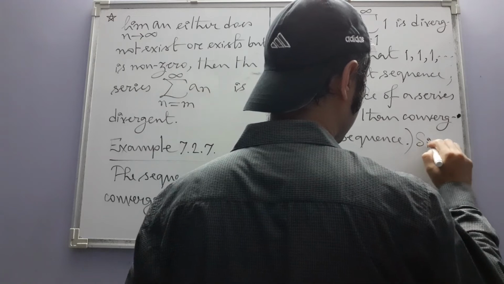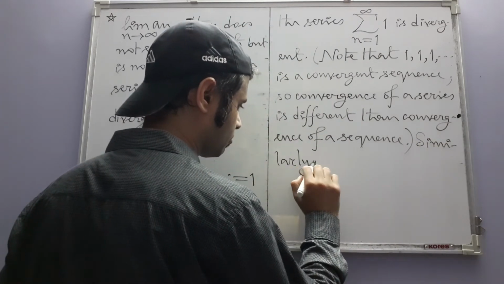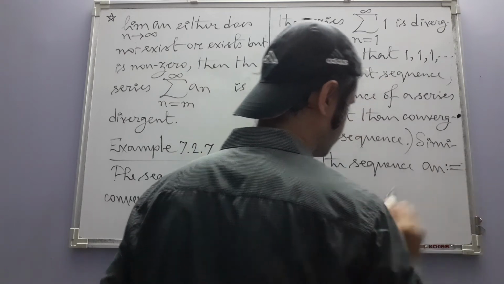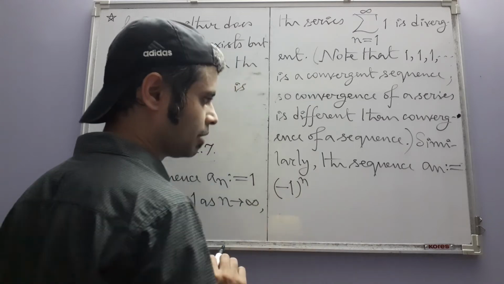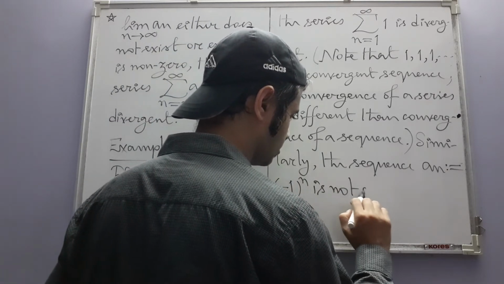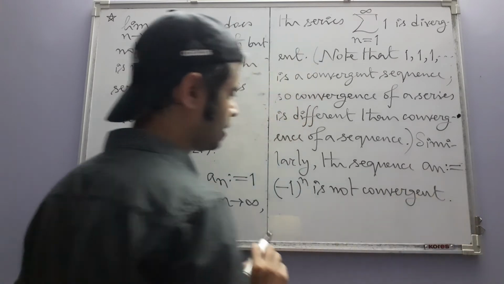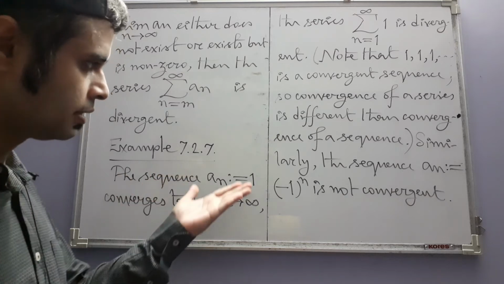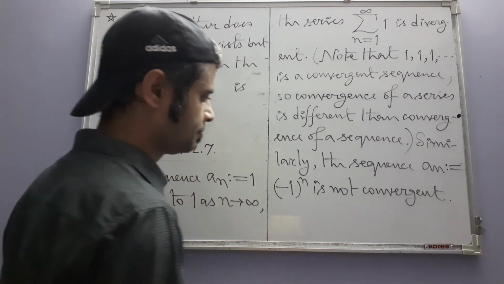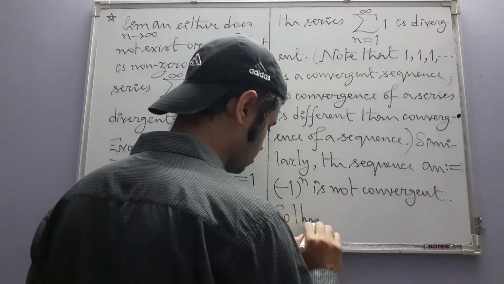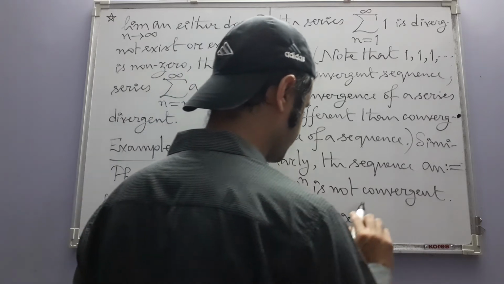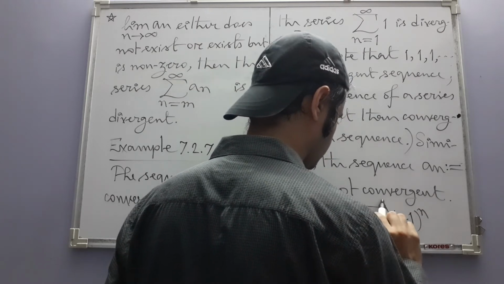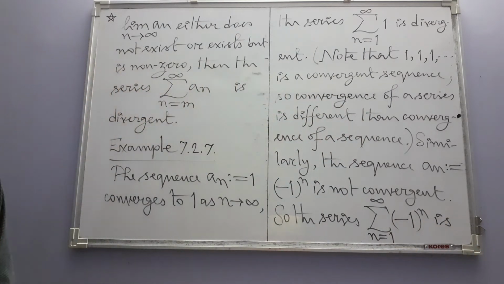Similarly, this other sequence whose nth term is the nth power of minus 1 is not convergent. Unlike this case where the limit at least exists, it is a non-zero limit, that's a different matter, but it exists. In this case the limit does not exist at all, so it is not convergent. But the conclusion is the same. So the series is also not convergent, or is divergent.